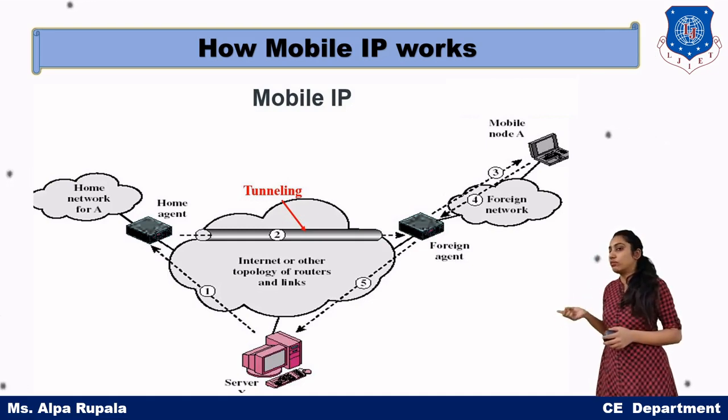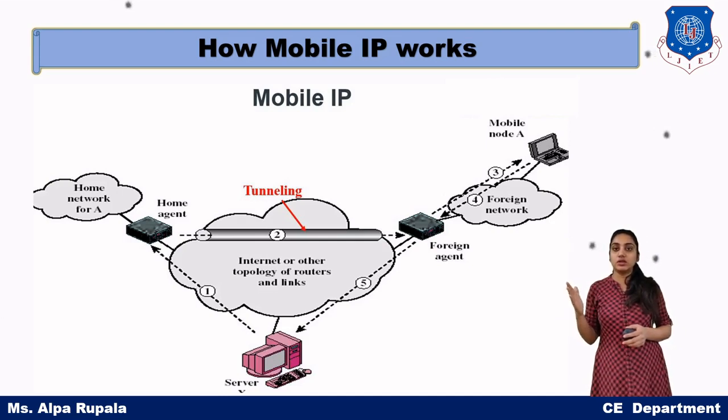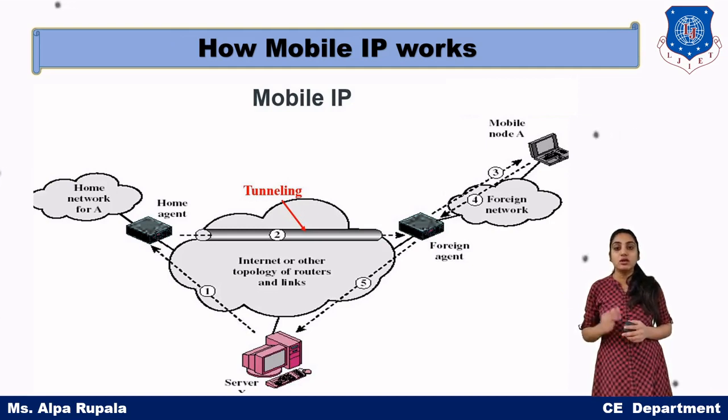This is the process of mobile IP in which all the data from the server is received by the home agent. If the node is in the home network, it will directly transfer the data. But if it is in the foreign network, it will go through the tunneling process and transfer the data accordingly. In this whole mobile IP connection, we have three important processes: the first is the discovery process, the second is the registration process, and the third is the tunneling process.